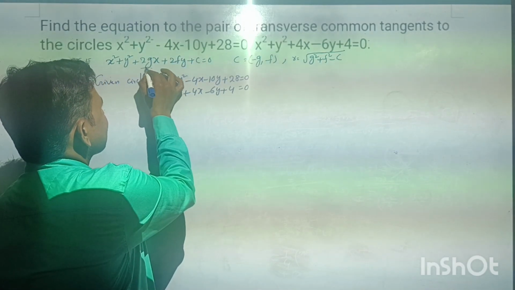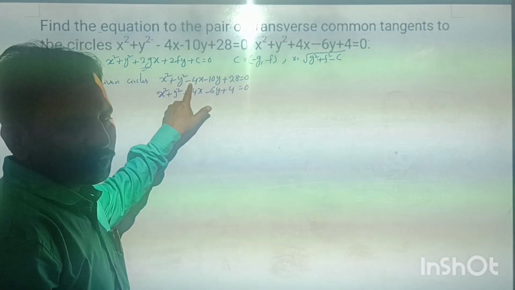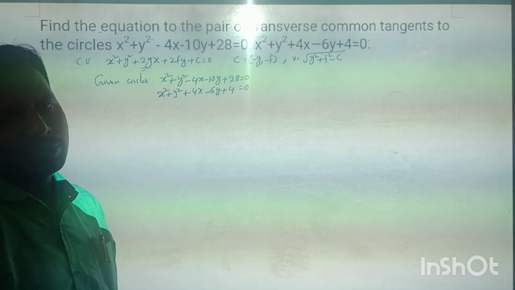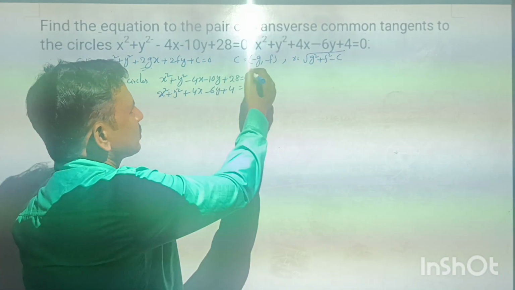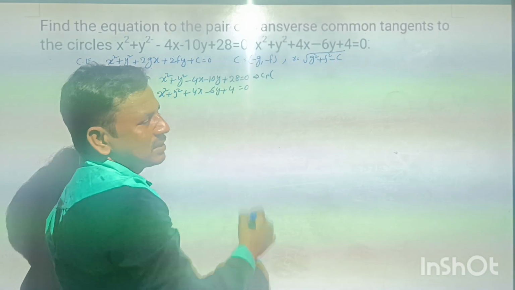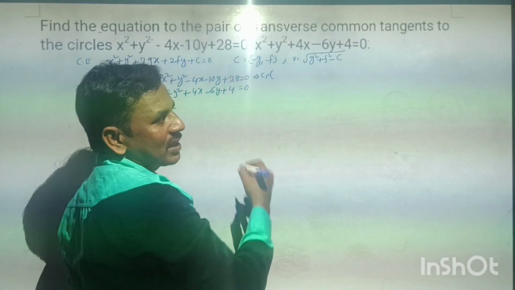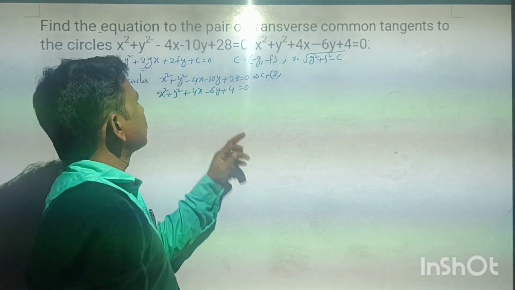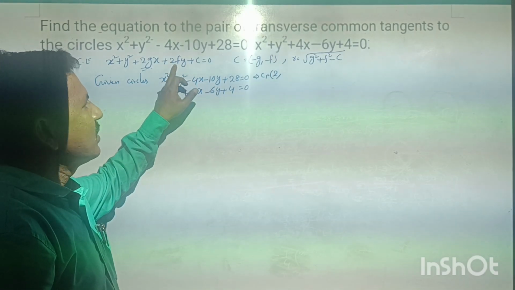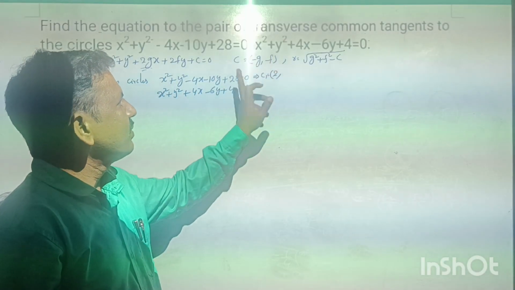Now here, 2gx, so the coefficient of x equals 2g. Here the coefficient of x equals minus 4. Therefore 2g equals minus 4, therefore g equals minus 2. So the center c1 equals minus g, that means minus of minus 2, equals 2. Now the coefficient of y equals minus 10. Here the y coefficient is 2f, 2f equals minus 10, f equals minus 5, minus of minus 5.